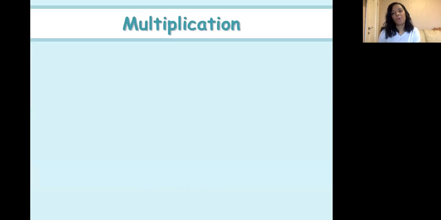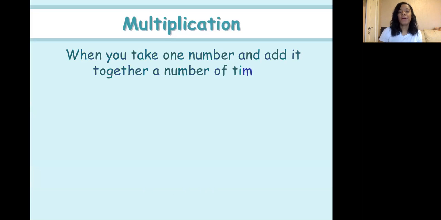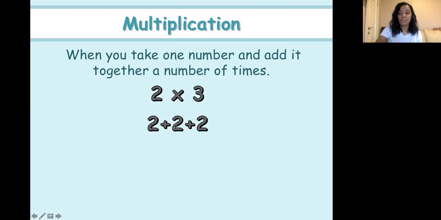So let's try to remember, what is multiplication? Multiplication is when you take one number and you add it together a number of times, okay? Take the same number and do it a number of times, okay? So for example, if we have 2 times 3, we're going to take the number 2 3 times. It's the same as looking at it 2 plus 2 plus 2, okay? Because you're taking the number 2 3 times. 1, 2, 3 times, okay?